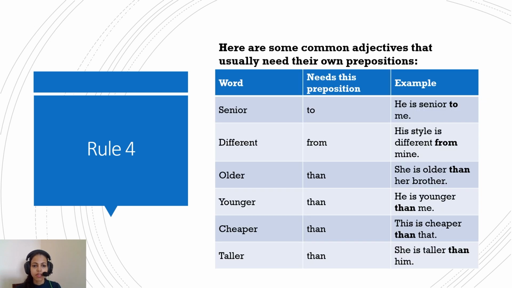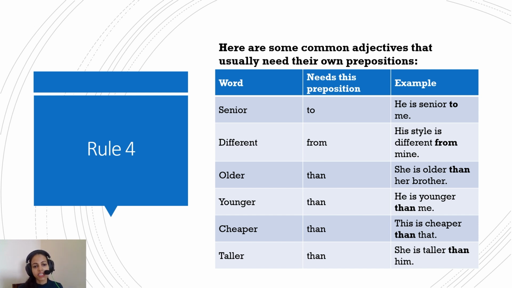Now, here are some of the common adjectives that usually need their own preposition. We have done this in the adjective lecture as well. For example, senior needs the preposition to. The word different needs the preposition from. The word older needs the preposition than. The word younger needs than. The word cheaper needs than. And taller needs than.